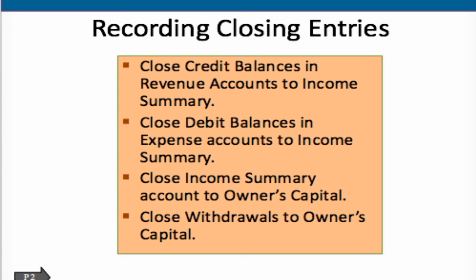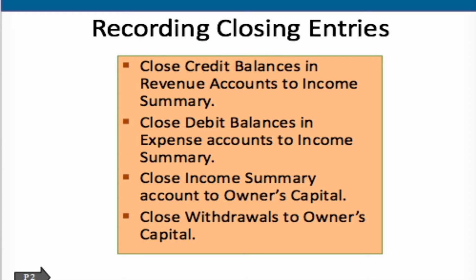These are 4 steps that we use every time we're going to go through this closing process. Step 1, close credit balances and revenue accounts to income summary. We'll go over all these as examples in our next class. So, knowing the steps at this point will be sufficient, and then we'll add some detail to that in next class. So the first closing entry transfers credit balances and revenue and gain accounts to the income summary account.